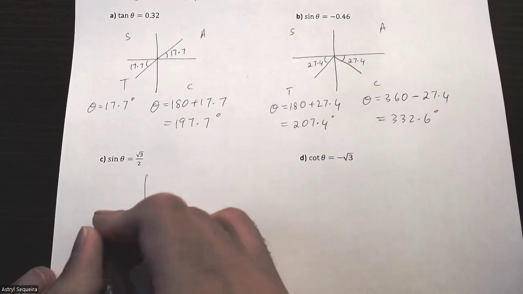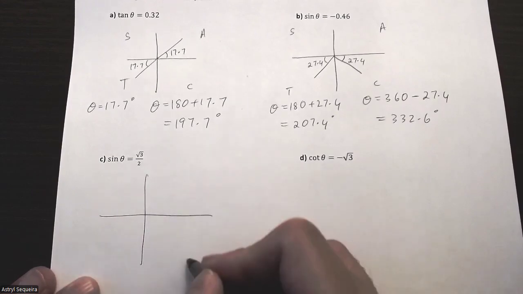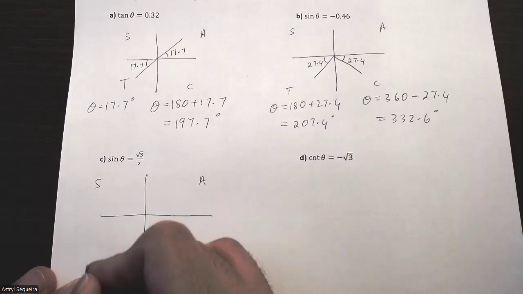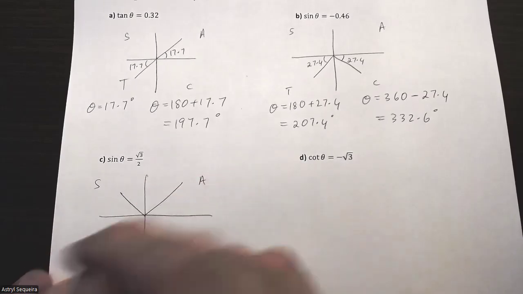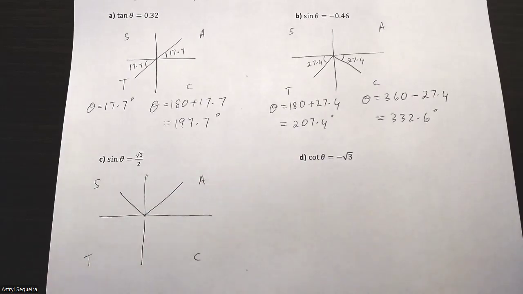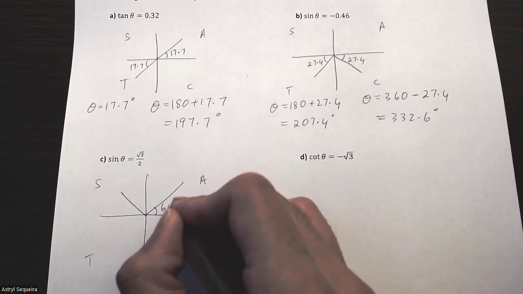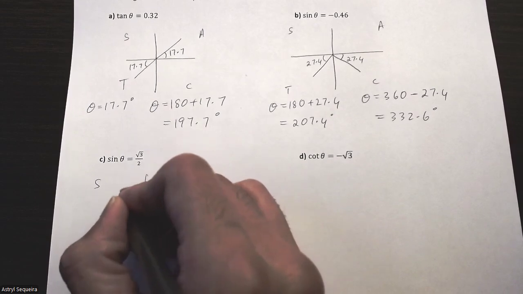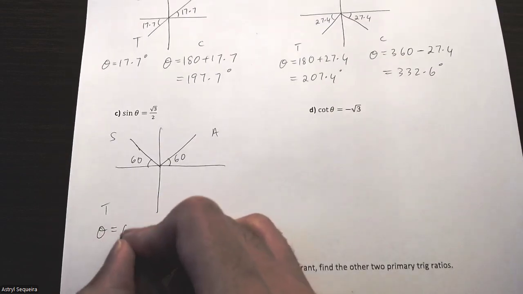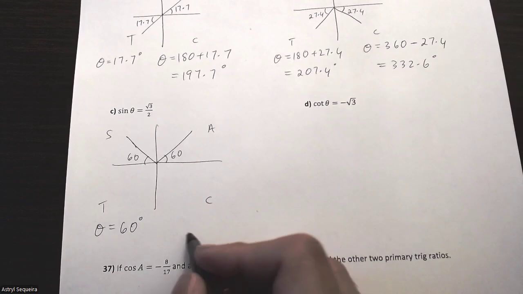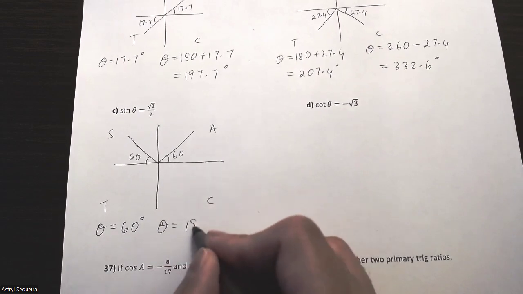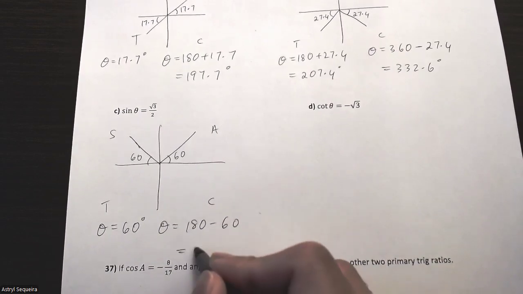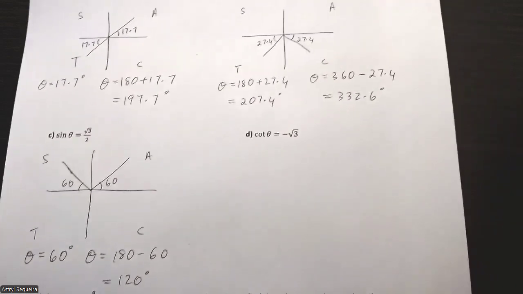Part C, again, I'll start with my CAST rule. Sine is positive in the first two quadrants. You can do this one with your special triangles as well, or you can use a calculator, but both ways you should get the acute angle to be 60 degrees. First solution is just 60 degrees, and second solution is 180 minus 60, which is 120 degrees.